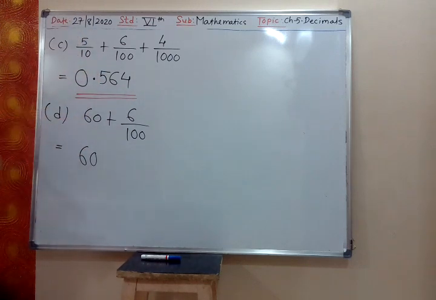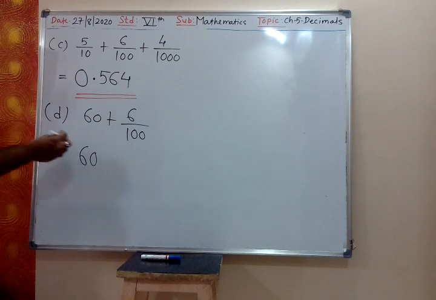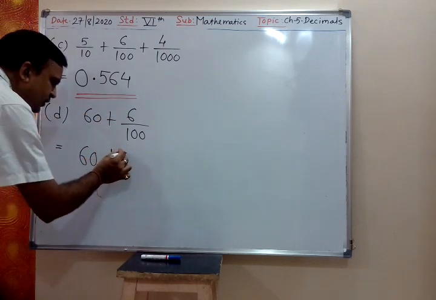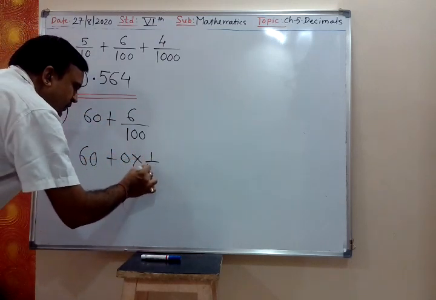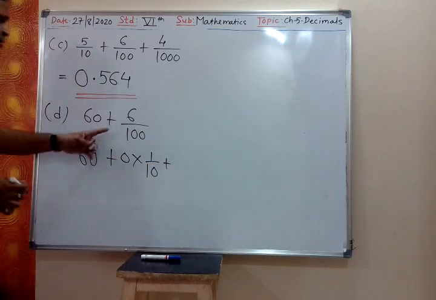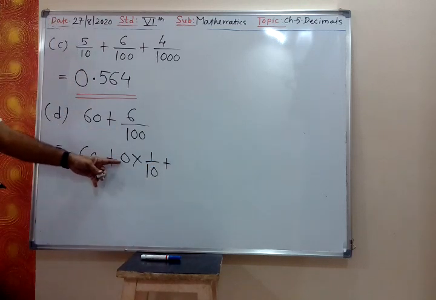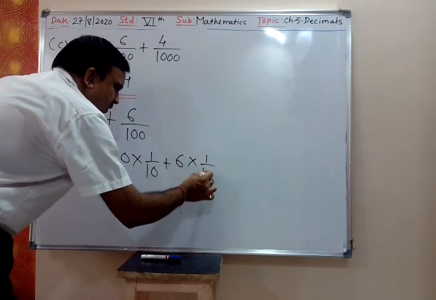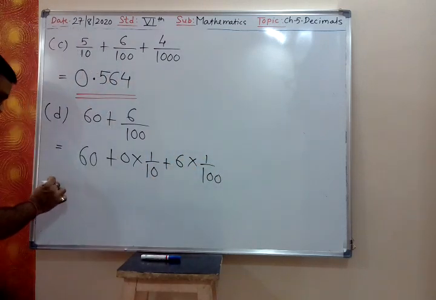Now the next same thing, 60 plus. Now we are not given 10th position. So I will write 0 into 1 upon 10. Now 100 is already given. So 6 into 1 upon 100. So this is my 60.